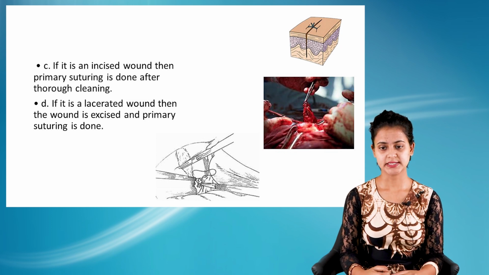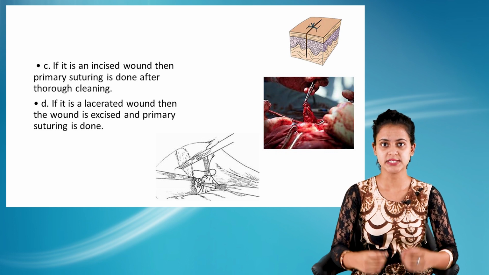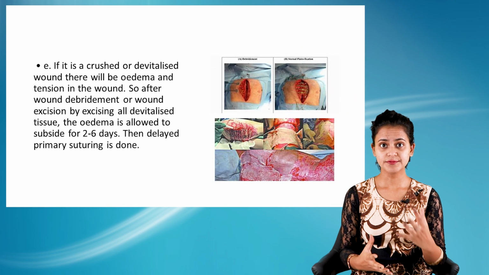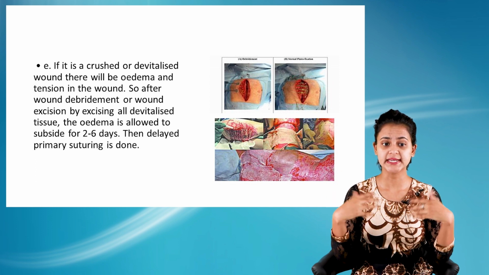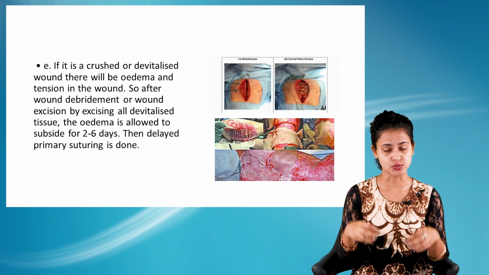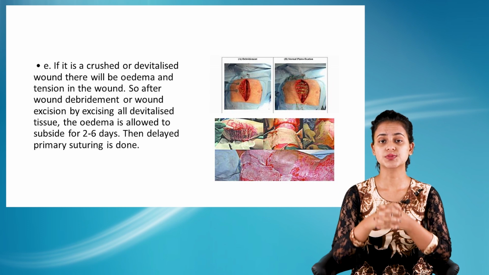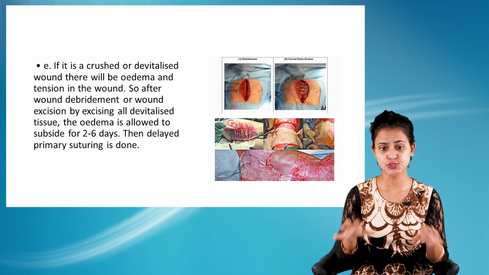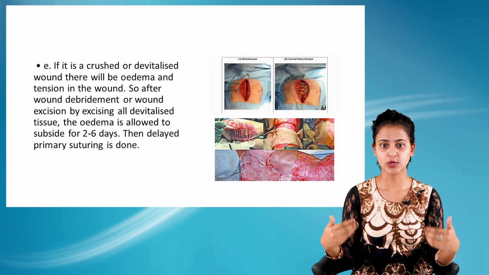Now, if it is a lacerated wound, wound cleaning will be done, and then the excision of the wound will often be done. Then primary suturing will be performed for management of the particular wound or injury. If the wound is a devitalized wound, there will often be edema and tension over the wound. So in this type of wound, wound debridement will be performed first. Wound excision will help to excise all the devitalized tissues that are present over the injured or wounded part.